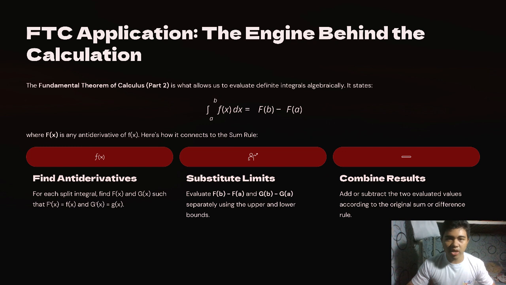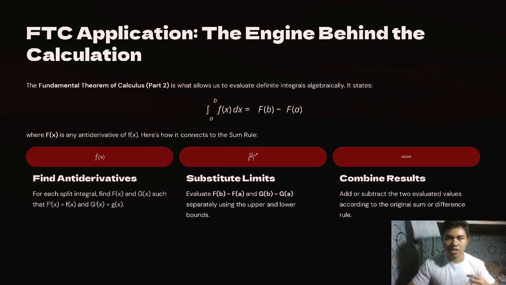Now that we understand the visual logic of splitting areas, we must address the how, specifically how we move from a symbolic integral to a concrete numerical area. To do this, we rely on the fundamental theorem of calculus, or the FTC. We execute this through a rigorous three-step plan.